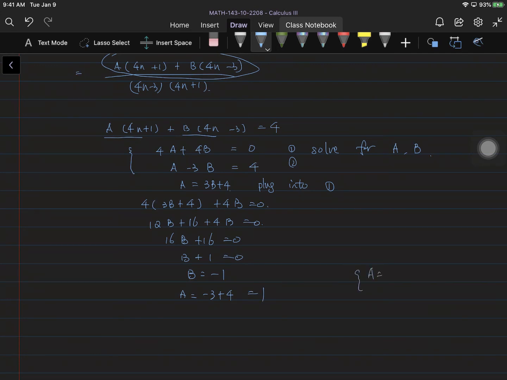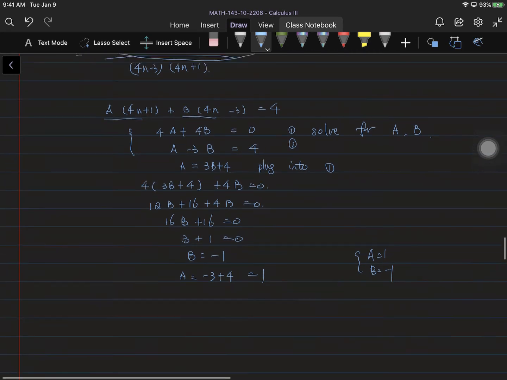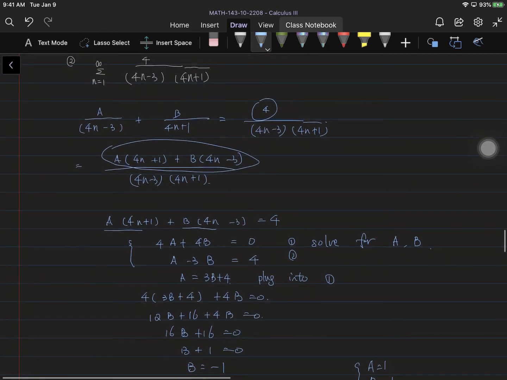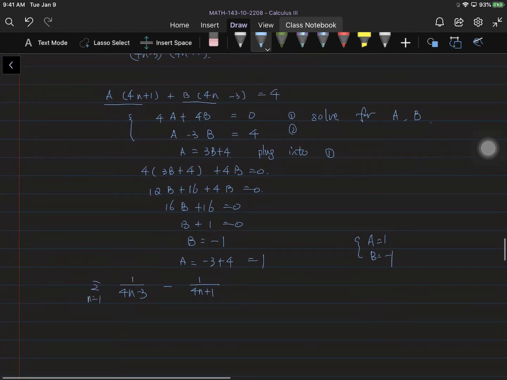So we get this partial fraction. You can review this. Okay. So our series becomes what? A is 1: 1 over 4n minus 3 plus B, which is -1. So we write minus 1 over 4n plus 1, right? n starts from 1 to infinity.